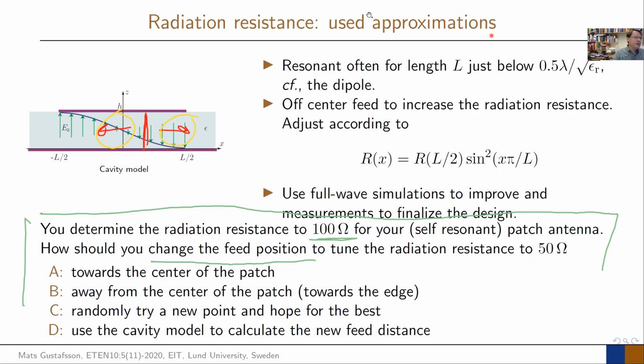So again, A, move it towards the center, B, towards the edge, C, randomly, and D, use the cavity model to calculate it. So what do you say? How do you do it? You will do this week in your lab when you start designing it. You will do it in the lab when you measure it, week 5, I think it is. So what are you going to do? How are you going to change it? And of course, how do we know that from what I've been talking about in these formulas?